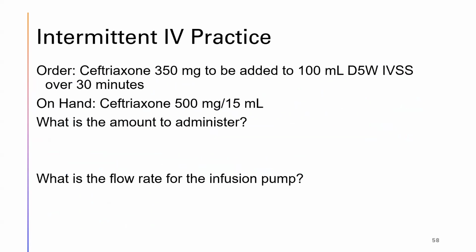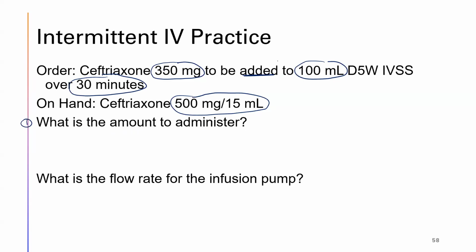I think I have one more. Yep, last one. Okay, so what's ordered is 350 milligrams. It's to be added. That's the other key word. It's going to be added to the 100 milliliters over 30 minutes. What you have on hand is 500 milligrams per 15 milliliters. And this one does break down those steps. It could be multiple steps. Sometimes the first answer is how many milliliters will you give? Second answer is okay, find the milliliter per hour.